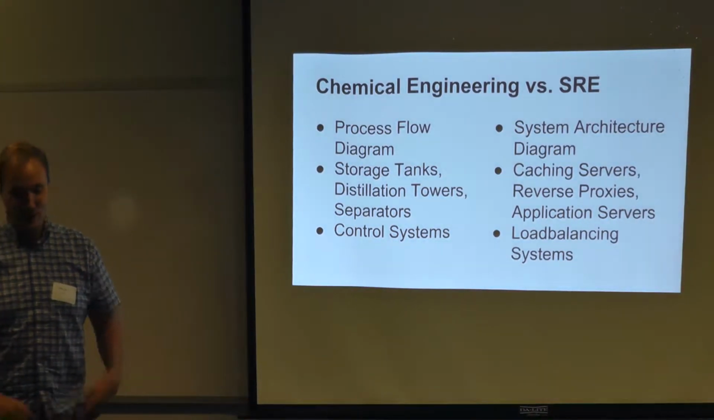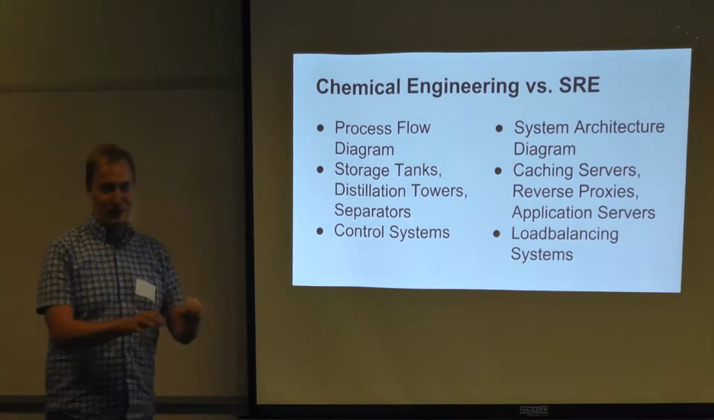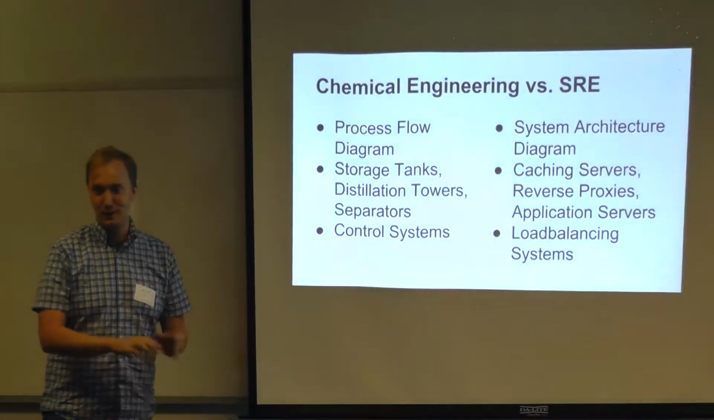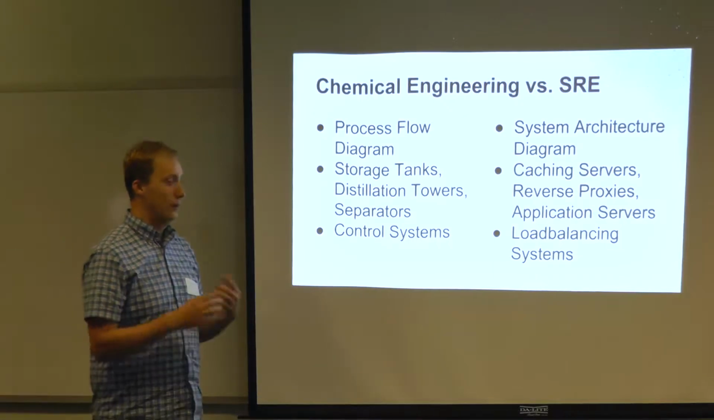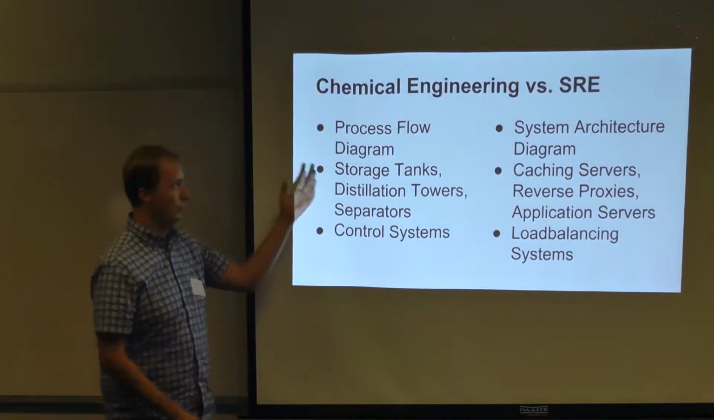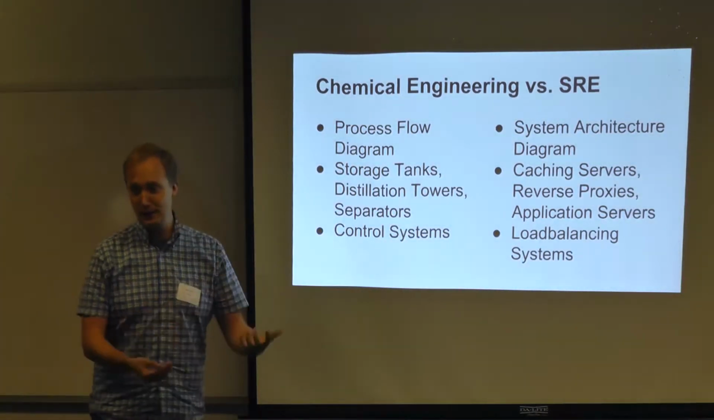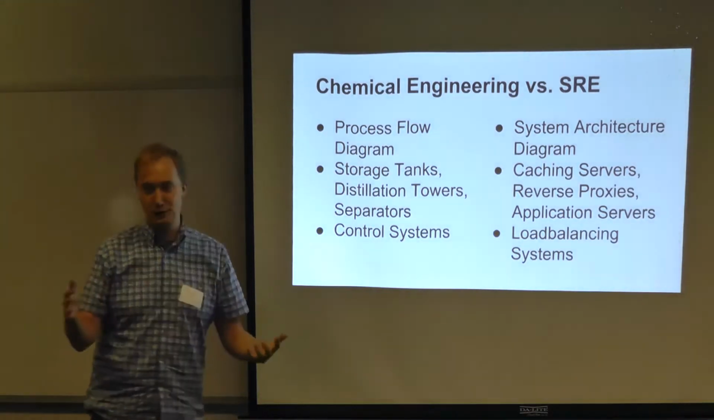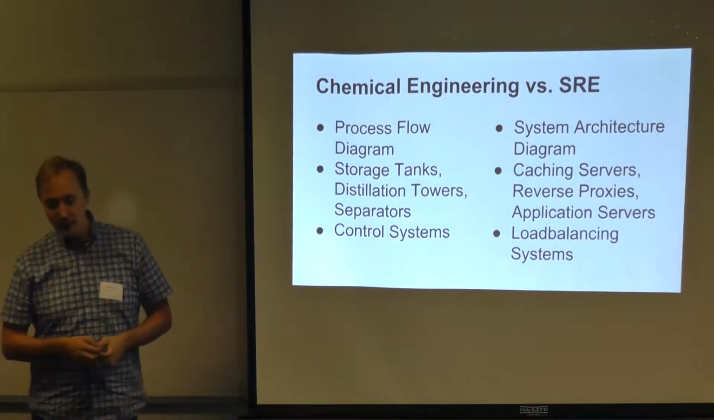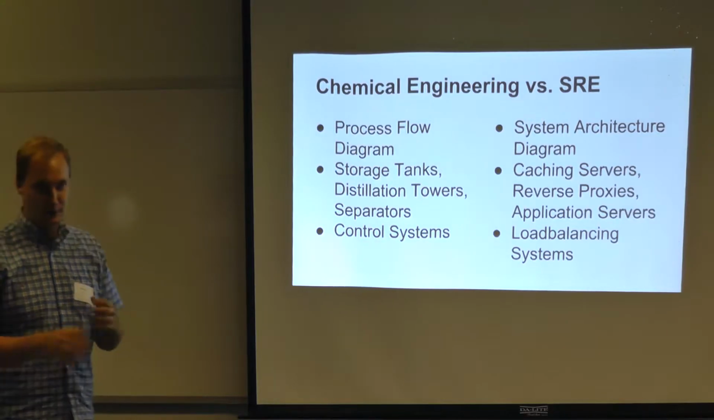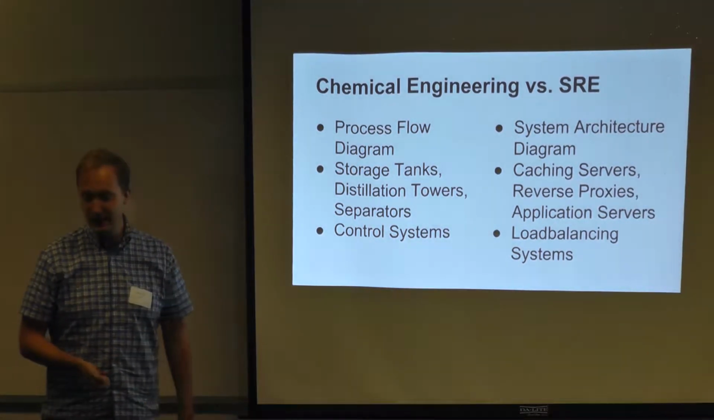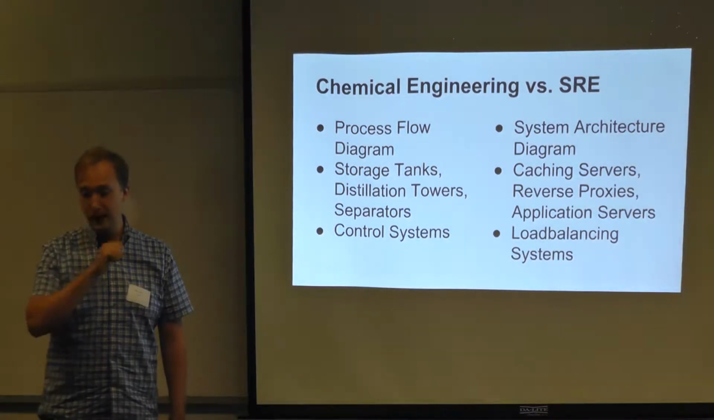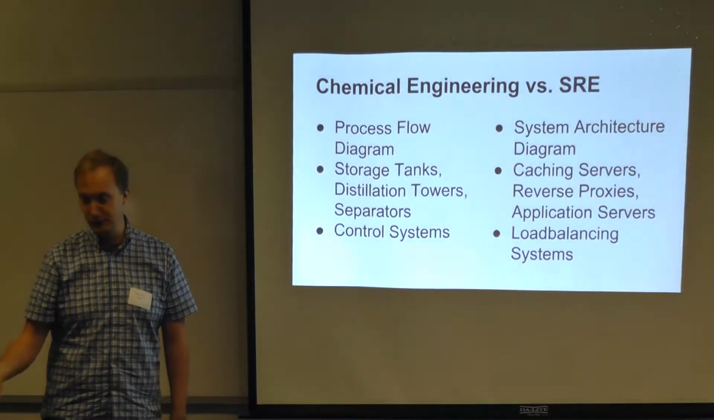I'm making this analogy that chemical engineering is to site reliability engineering as chemistry is to software engineering. And you can look at what a traditional engineer might look at, which is process flow diagrams. In site reliability engineering, you look at system architecture diagrams to understand the entire system. In chemical engineering, you look at individual units like storage tanks and distillation towers and separators. And in SRE, you look at components like caching servers and reverse proxies and application servers.